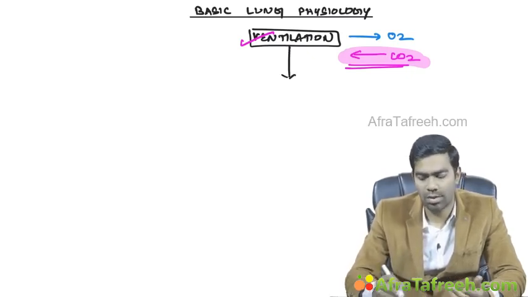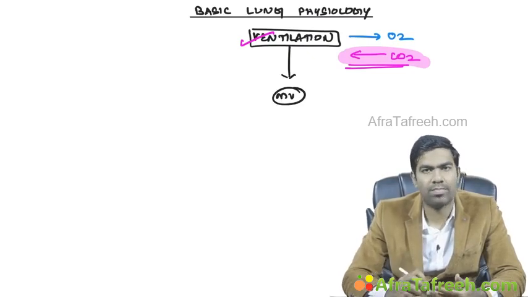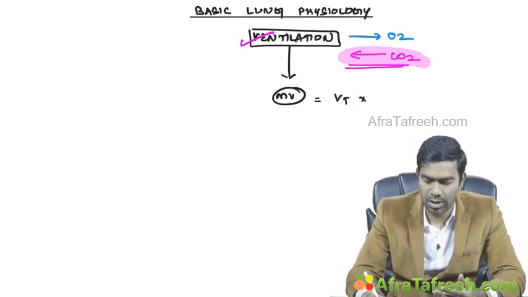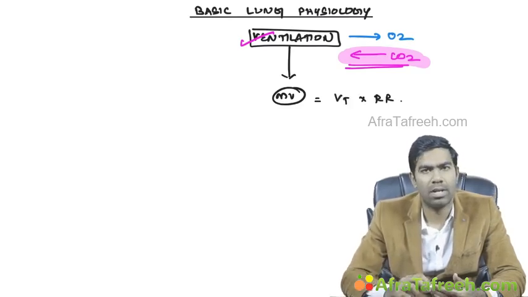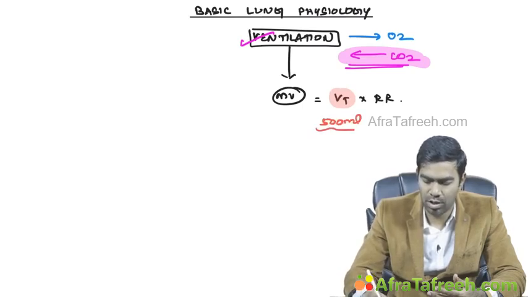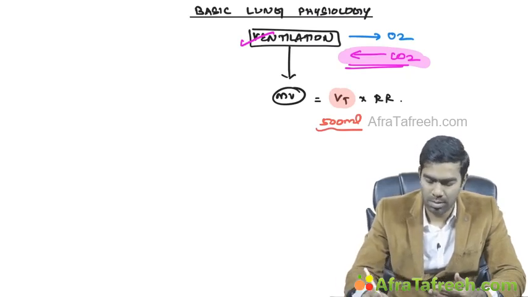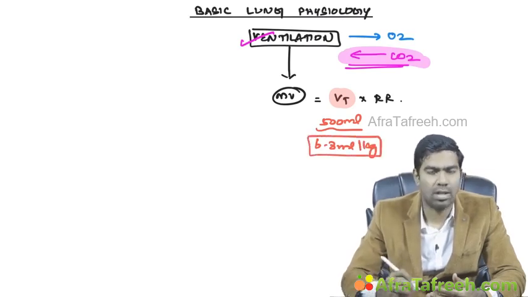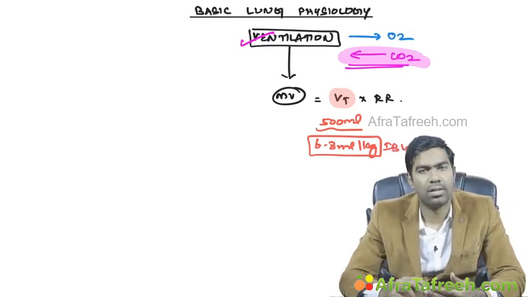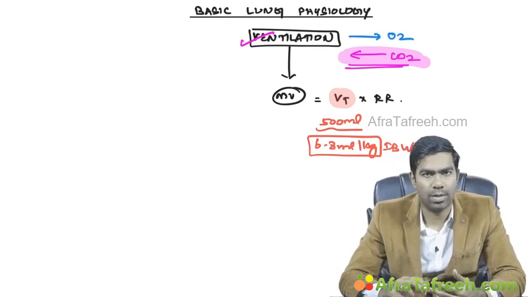Ventilation means you have to understand a very important terminology called minute ventilation. So what do you mean by minute ventilation? It is the product of tidal volume multiplied by respiratory rate. So you all know what the normal tidal volume is. It's approximately 500 ml according to many physiology textbooks. But always please tell it is 6 to 8 ml per kilogram of ideal body weight. This is the normal tidal volume according to the body weight.